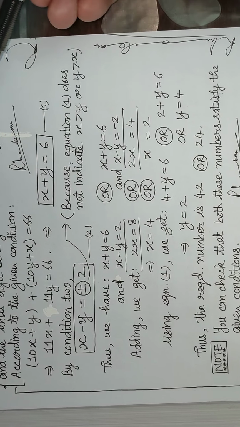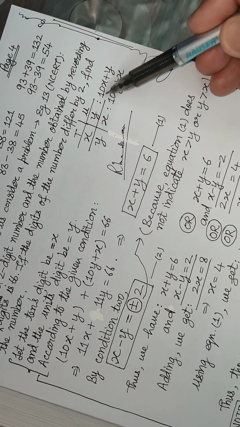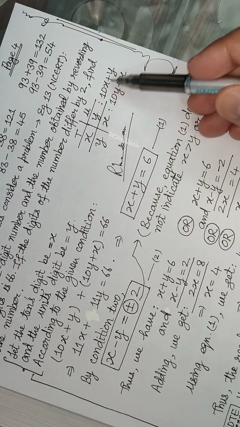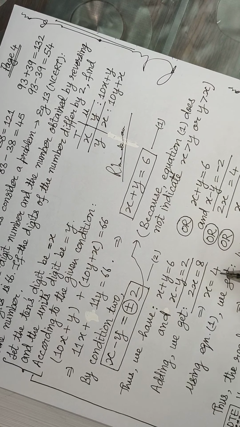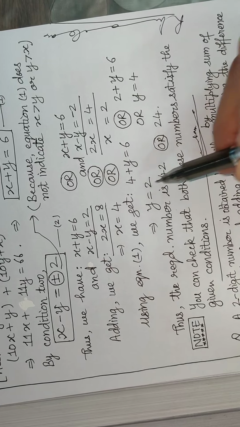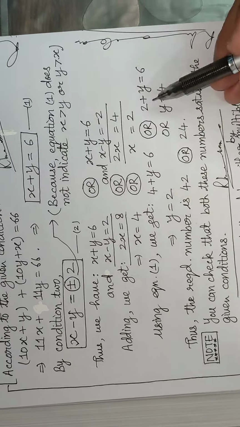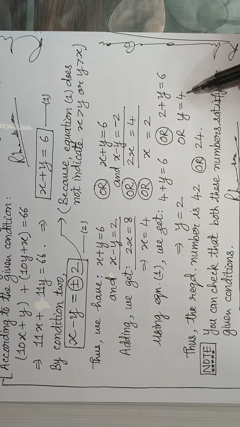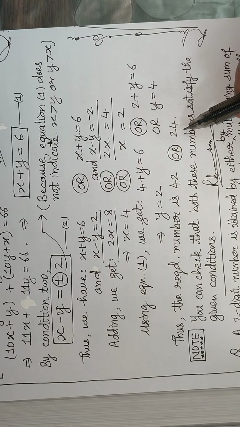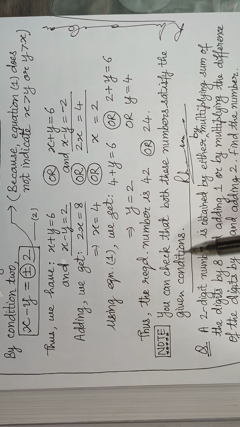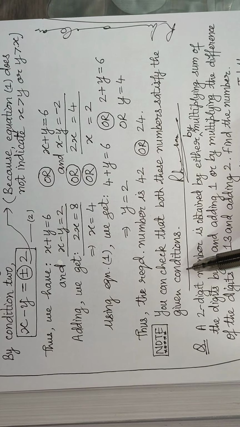Now our given number was 10x plus y. So we put the values of x and y here. If x is 4 and y is 2, the number becomes 42. And then if x is 2 and y is 4, then the number becomes 24. Now you can check that both these numbers satisfy the given conditions.